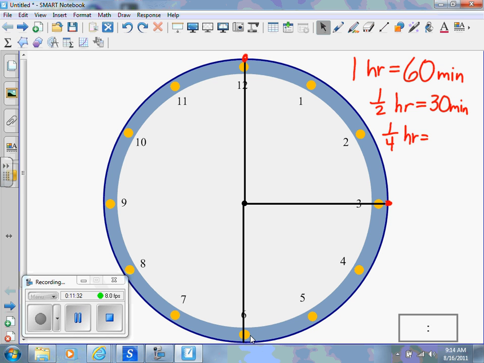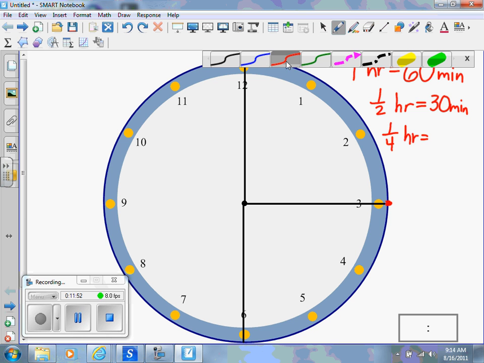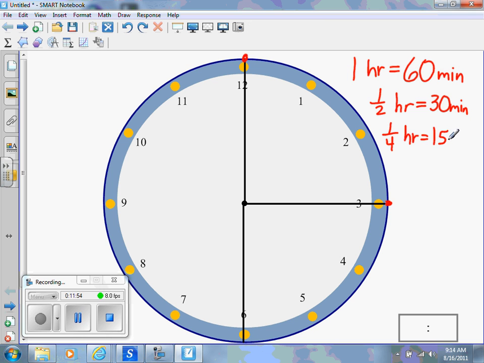This is tough. Let's do a little practice thing. What's half of 20? 10. Now I'm asking you what's half of 30. What do you think? 15 is correct. Yes, so a quarter of an hour is how many minutes? 15 minutes. Awesome. You figured it out.